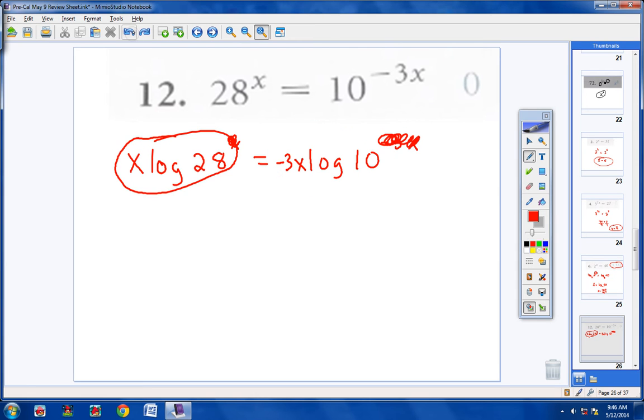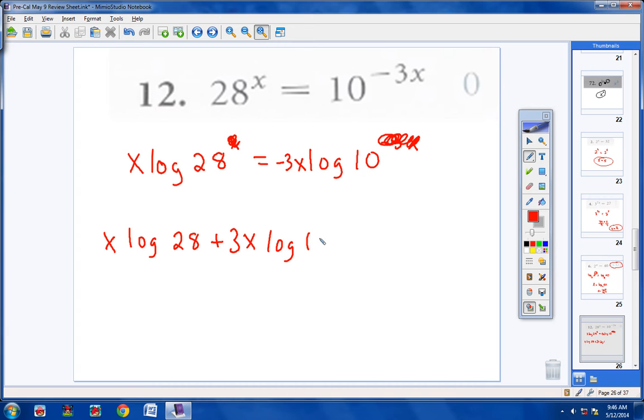Every single term that has an x must go on one side. So both of these terms have an x. You want to get all of your x terms on one side. So x log of 28 plus, because you're going to bring this negative 3x over and make it positive, plus 3x logarithm of 10 equals 0.